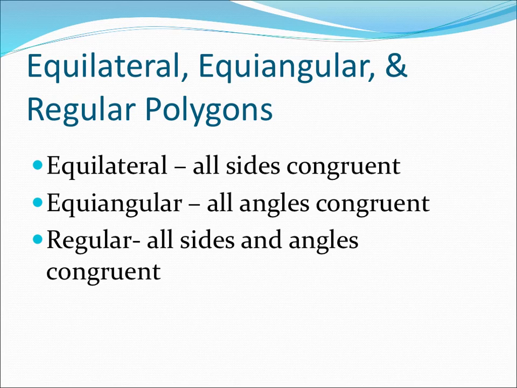Okay, equilateral, equiangular, and regular. So some vocab terminology here. Equilateral is a polygon in which all the sides are equal in length or are congruent. Equiangular, and it has the little word angle in there, so hopefully that's how you can tell the difference. Equiangular is all the angles are congruent. And if it is both equiangular and equilateral, then it's regular. So all the sides are congruent to each other and all the angles are congruent to each other.